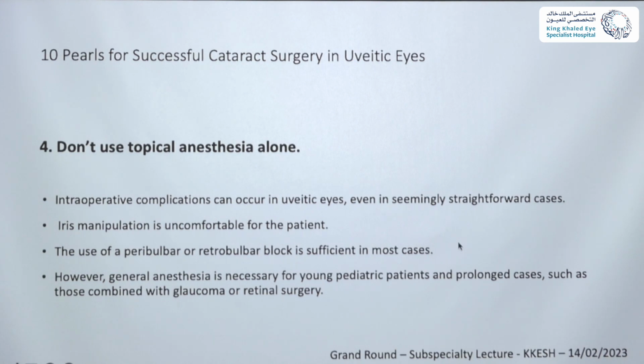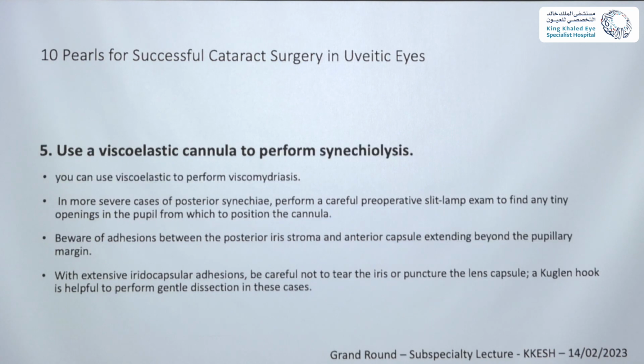Do not use topical anesthesia alone. It's never enough because, as I told you, maybe you will need more than one surgery in the same sitting. For example, it can be combined with a glaucoma procedure or a retinal surgery sometimes even. So topical is not the best choice. You can add something like a peribulbar or a retrobulbar or even general anesthesia for young patients. Okay, and anticipate long time in surgery for those types of surgery.